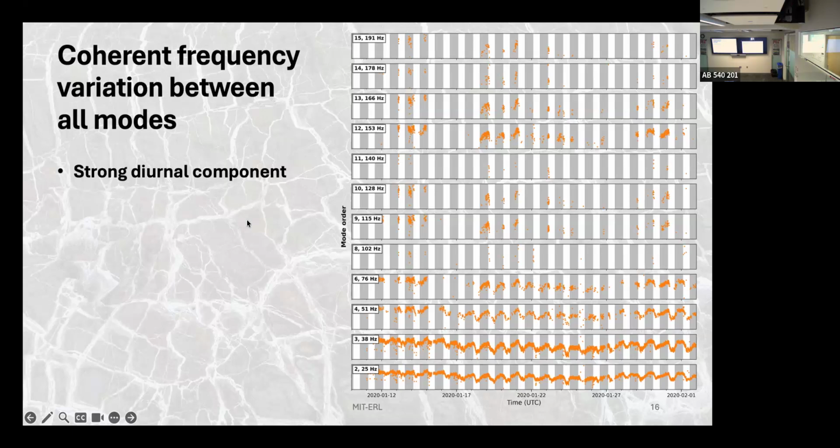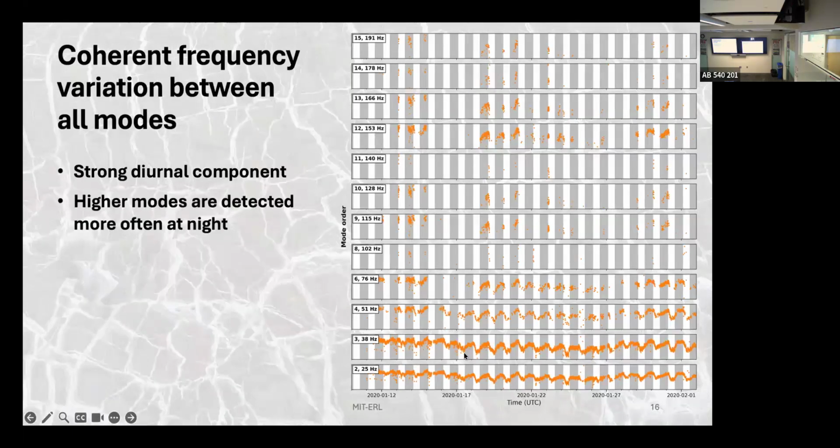Sorry, can't tell, is the frequency higher during the day or at night? So the higher frequency seems to be in the morning, as it goes from night to day. Okay, so gray is night? Gray is night and white is day. Yeah.